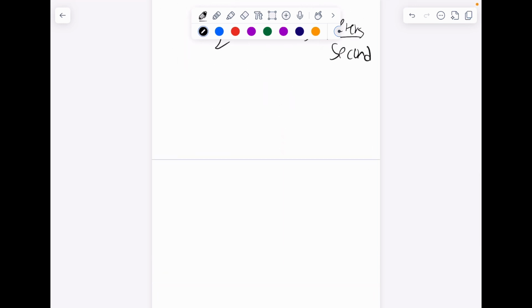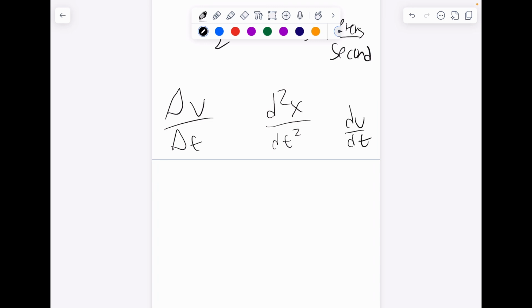So the very next thing we're going to do is define and solve for acceleration. Acceleration can be simply defined as a change in velocity over some change in time. So mathematically, that would look like delta v over delta t. And in calculus notation, you'll often hear it as the second derivative of x in relation to time. Or if your given velocity is a variable itself, you'll see it as dv/dt.